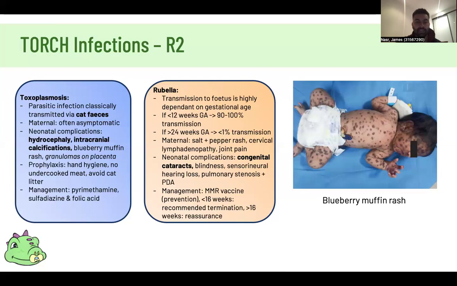The main management, firstly with prophylaxis, is the MMR vaccine. So hopefully before pregnancies, women are having the MMR vaccine. But in terms of the management, if the infection is had before 16 weeks, then termination is normally recommended. Whereas if it's more than 16 weeks, then reassurance is normally all that needs to be done. So reassurance that this is unlikely to be transmitted to the baby. But there's not a whole lot of active management that can be done other than that.